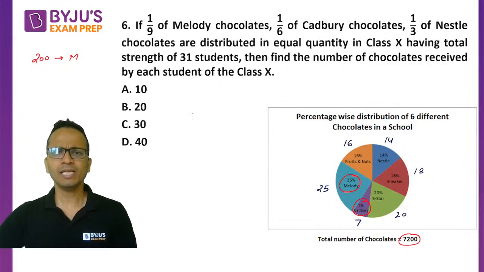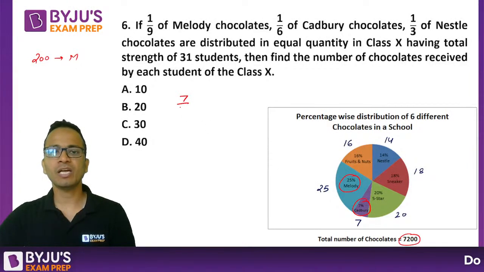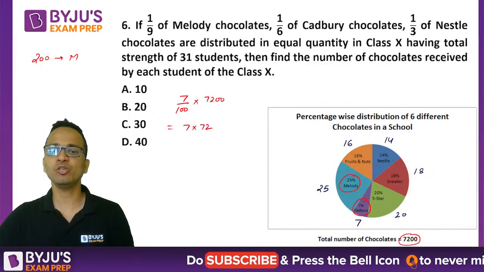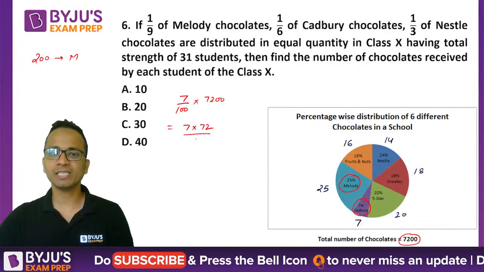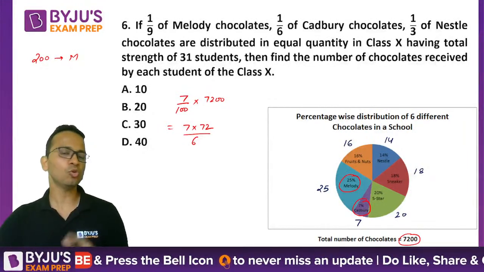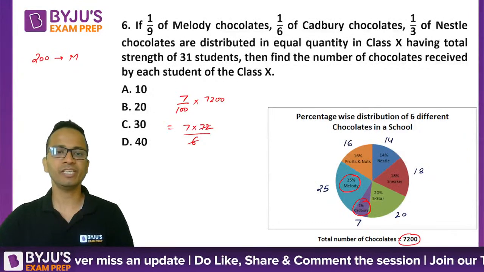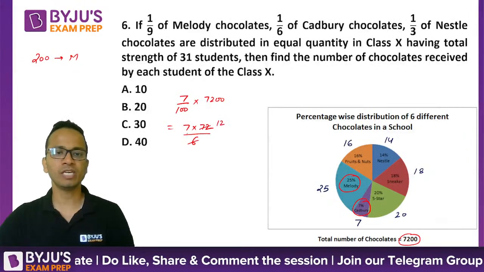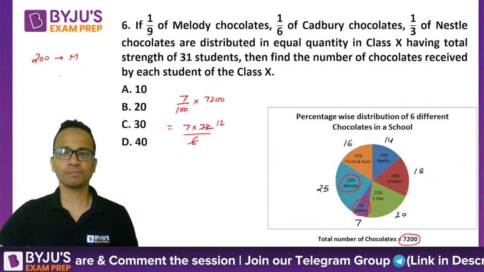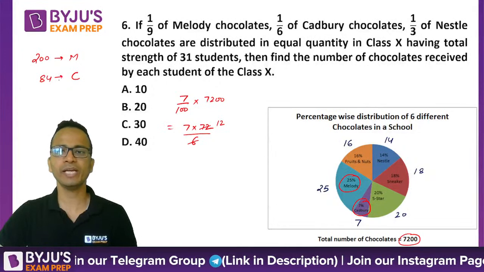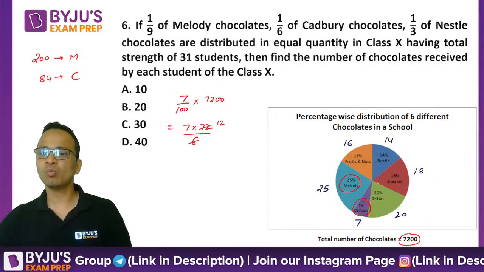Now 7%, 7 upon 100 into 7200 will give you 7 into 72. Now we need 1 by 6 of this, so divide by 6 right here. No need to multiply 7 and 72. So 72 divided by 6 is 12, and 12 into 7 is 84. So the number of Cadbury chocolates is 84. Right?